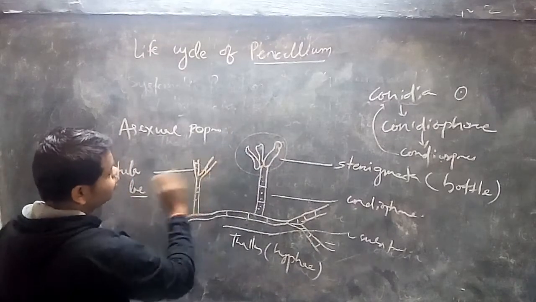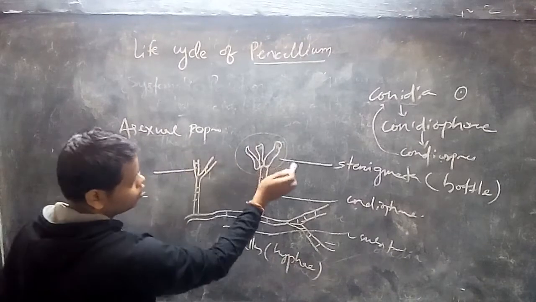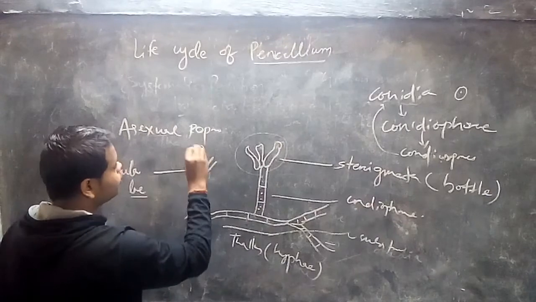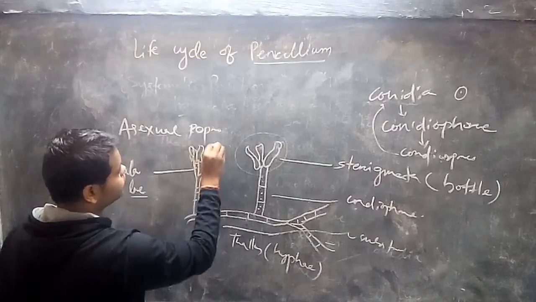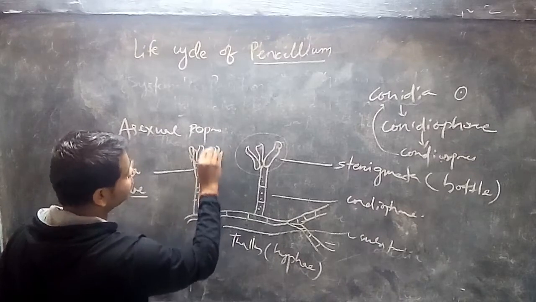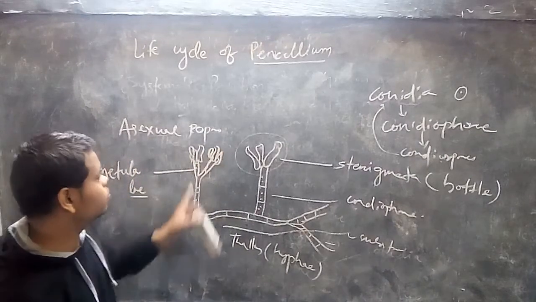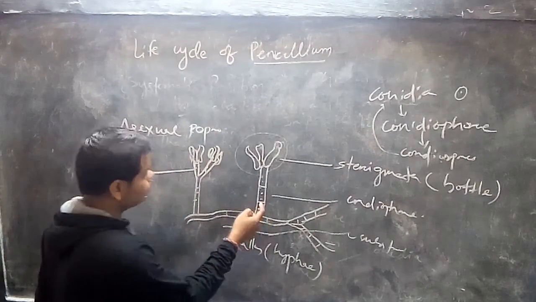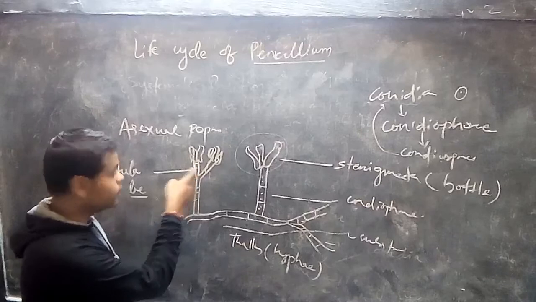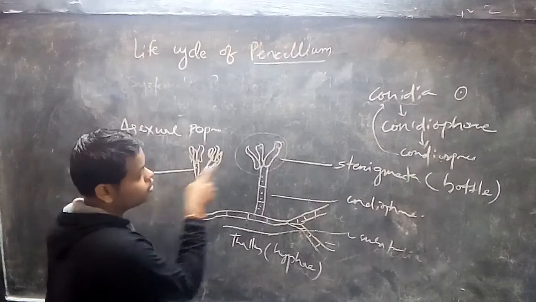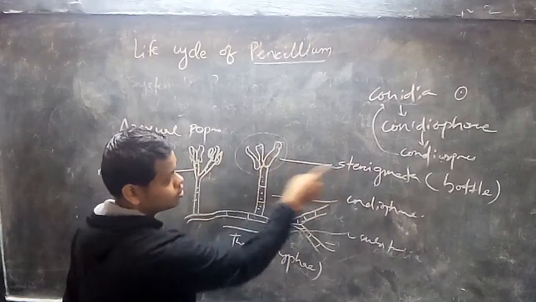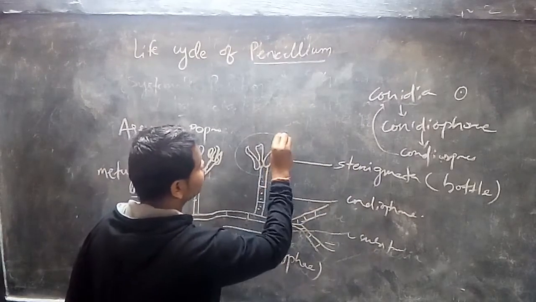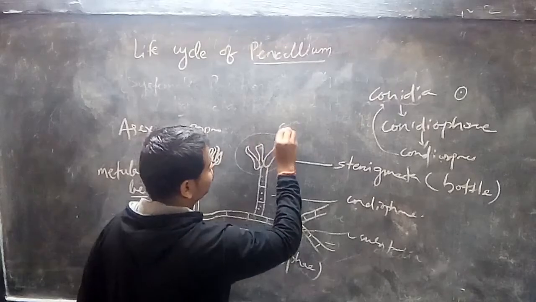Okay. Now, here one whorl of sterigmata is present, but sometimes what happens? Two or more than two whorls of sterigmata are also present in one conidiophore. Okay, see, this is two whorls in two branches. Then in a conidiophore, if branches occur, then those branches are called metulae. If branches do not occur, then at the apex bottle-like structures are present. Those are called sterigmata.